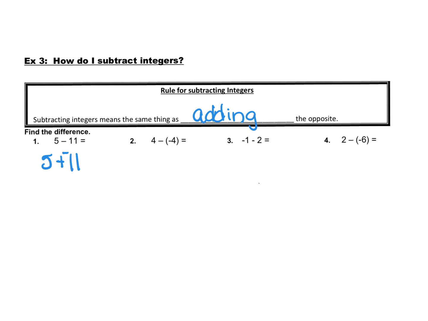And now we need to then subtract these because I have a positive and a negative, so I'm going to subtract them. 11 minus 5 is 6. And because it's more negative, I'm going to have a negative 6.